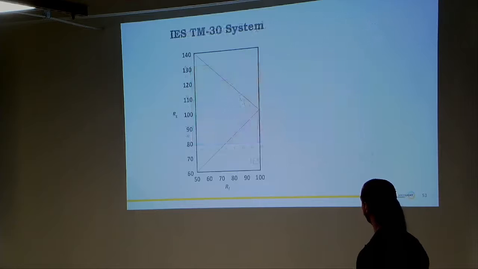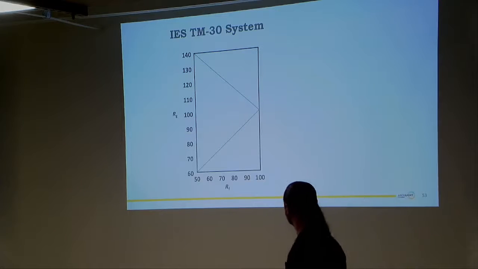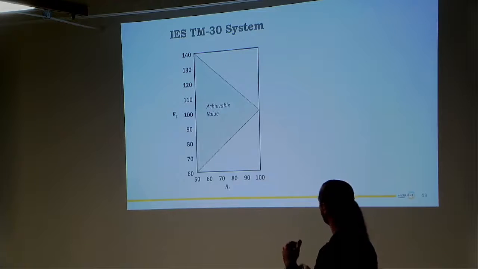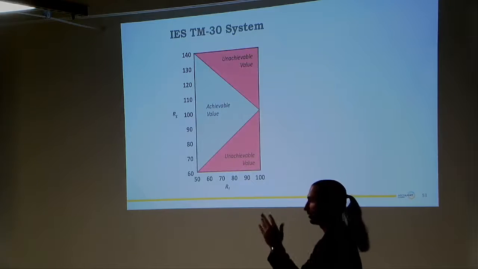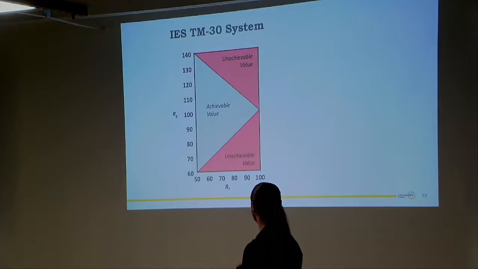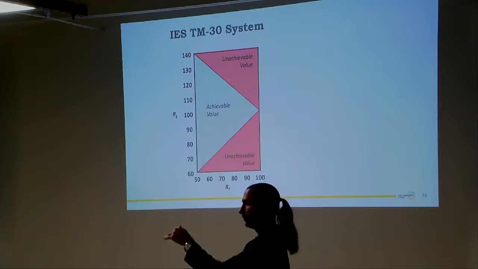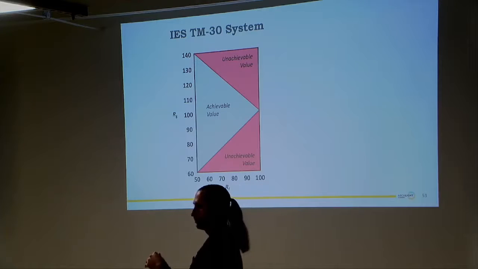Yeah, exactly. And so this, I think, is one of the really powerful tools of TM30, this color vector graphic. So this is sort of an overview of TM30. You have the fidelity and the gamut. You have this achievable range of values and a set of unachievable values, determined mathematically impossible. So there's this dovetail shape, right? Where do you think that dovetail comes from?